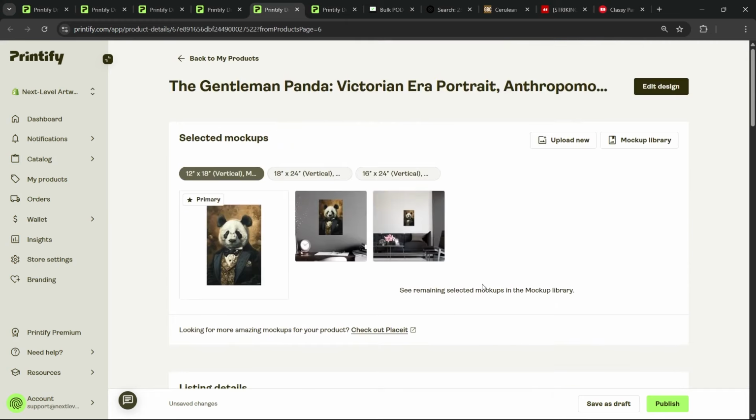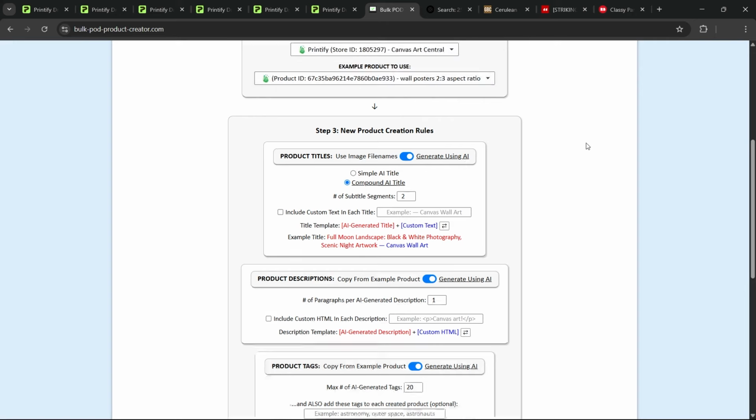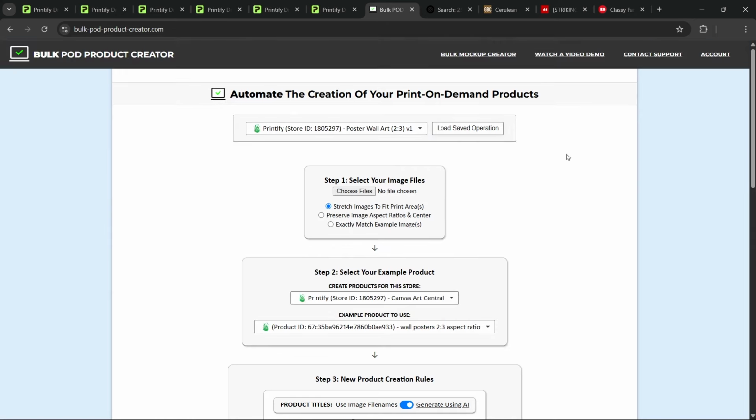But if you're doing it for dozens or hundreds of products you're creating, this is something that'll take you hours of time, and it's just going to be some really boring, repetitive work. Luckily for you, this automation tool does all this work for you using AI image recognition. I'm just going to quickly show you how to use it so that you can automate this process.